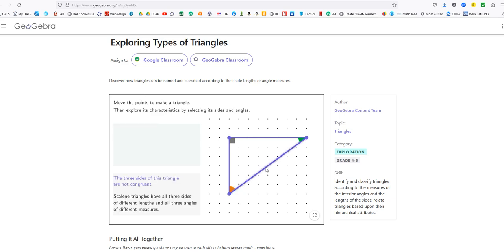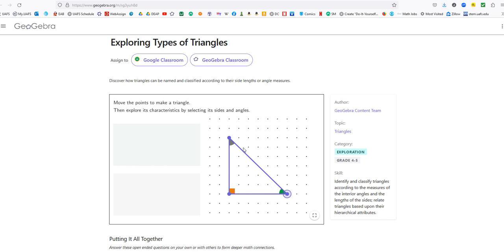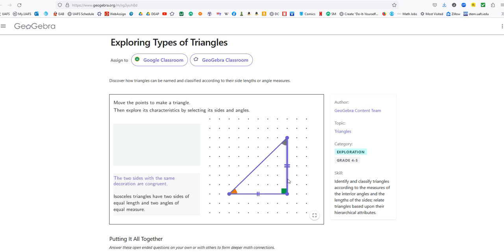And then that one's scalene. What about right isosceles? Can we do that? Let's see. Are we there yet? Let's see. That one looks like that might be it. Yeah, those two are the same, so that's isosceles.